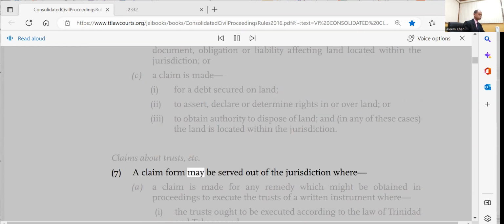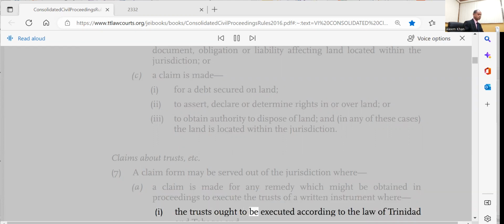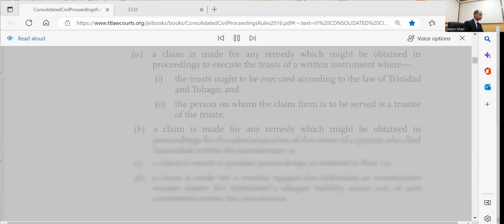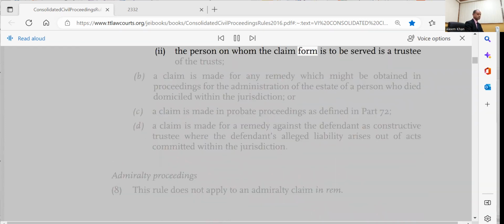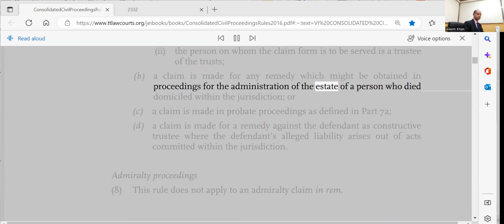A claim form may be served out of the jurisdiction where a claim is made for any remedy which might be obtained in proceedings to execute the trusts of a written instrument where 1. the trusts ought to be executed according to the law of Trinidad and Tobago, and 2. the person on whom the claim form is to be served is a trustee of the trusts. B. A claim is made for any remedy which might be obtained in proceedings for the administration of the estate of a person who died domiciled within the jurisdiction.